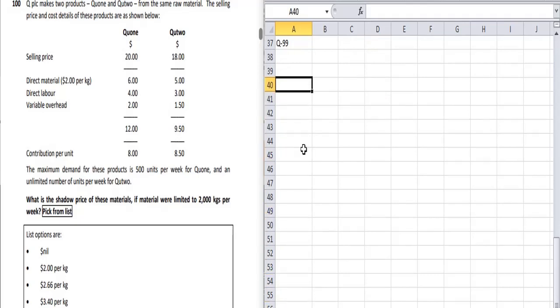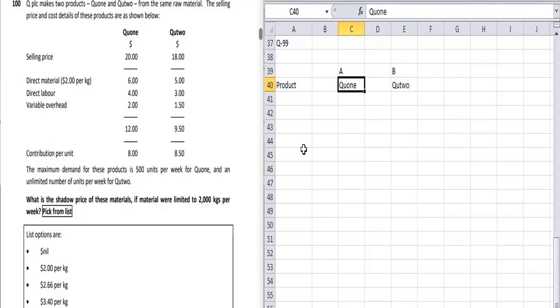The company makes two products, Q1 and Q2. The names are quite difficult to write, so I will change them. I will keep A for Q1 and B for Q2.